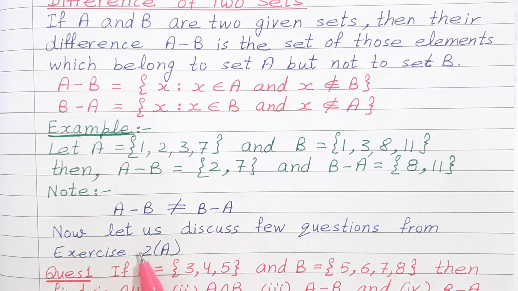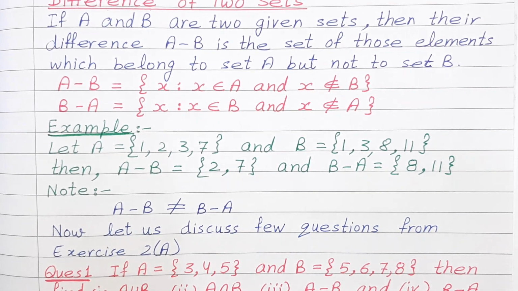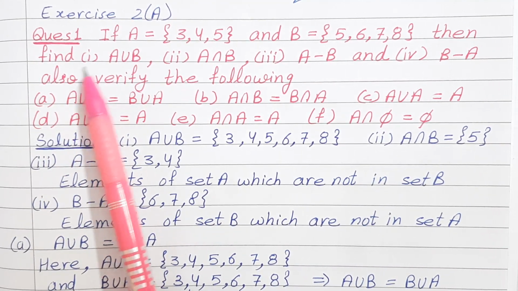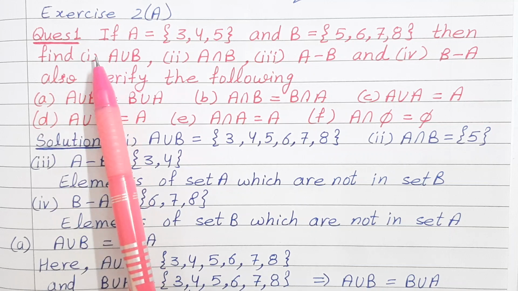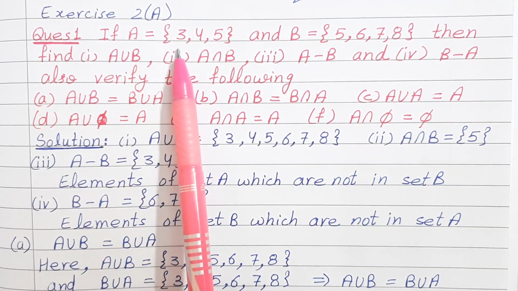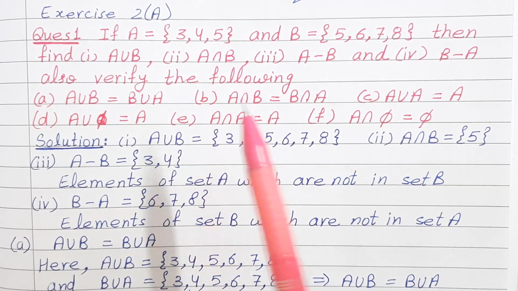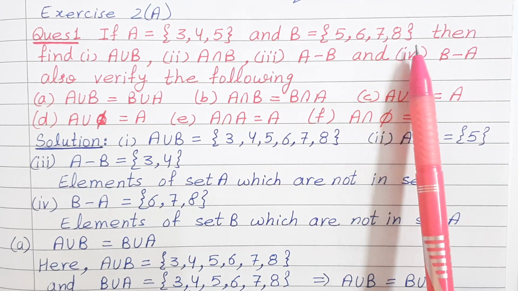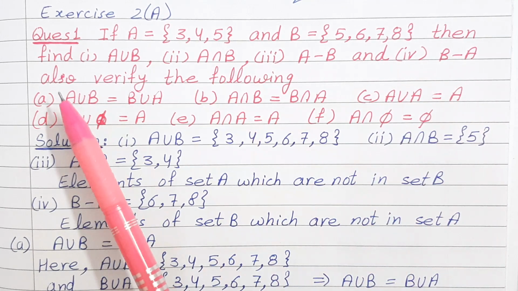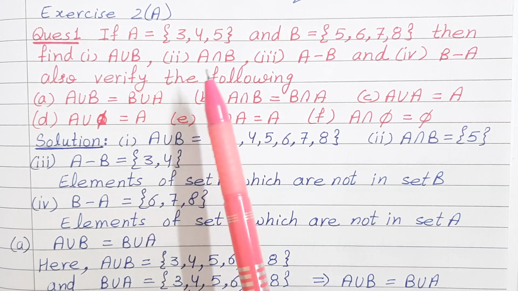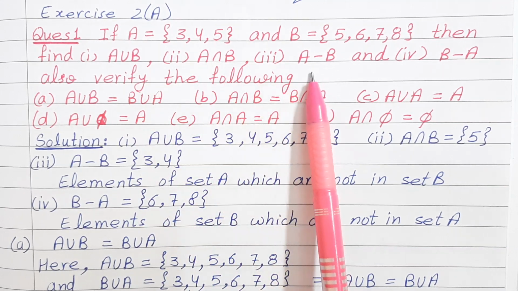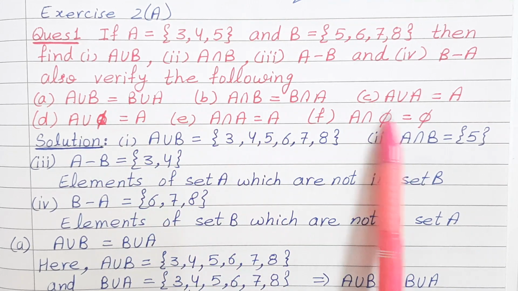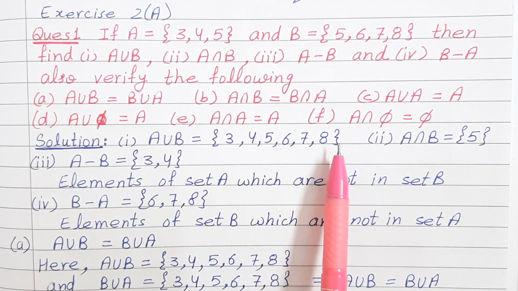Right? Now let us discuss few questions from exercise 2A. See question number 1 of your textbook from exercise 2A. If A is equal to {3, 4, 5} and B is equal to {5, 6, 7, 8}, then find A union B, A intersection B, A minus B, B minus A, and also children, we have to verify the following parts. So let's start.